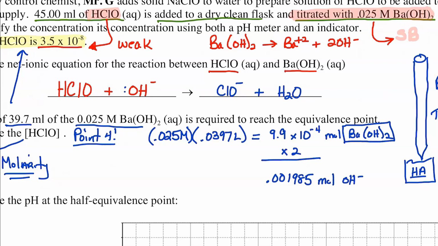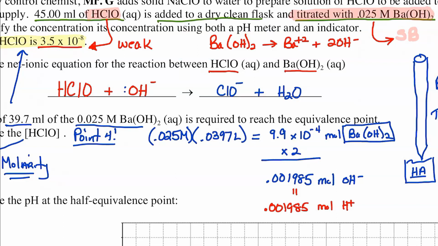What's the whole point of the titration? The equivalence point. Equivalence, my friends, means that what? The hydroxides equal the protons, or in this case, the acid, the HA. So this is the same value. So 0.001985 is also the moles of the HA, or the acid, or the H+, however you want to think about it, the proton. Okay? They're equal at the equivalence point. You need to know that.